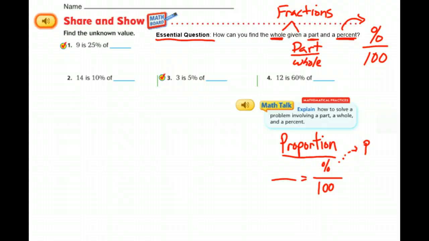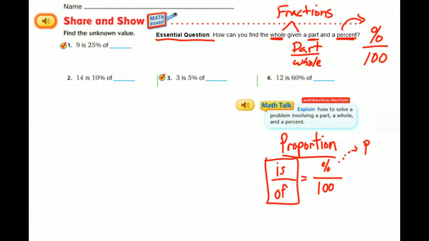As for the left side, this is going to be the fraction piece that we're going to have to look at. And for today's purposes, we're always going to look at this as a part over whole concept, or some other keywords that we can use is the is over of.